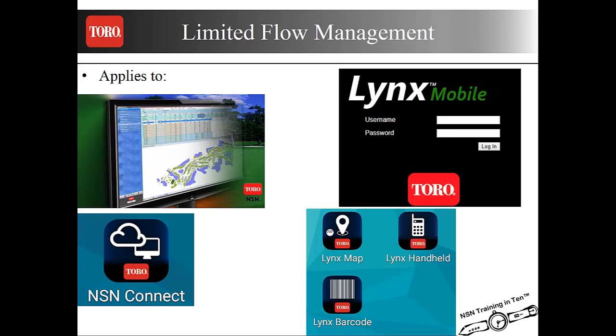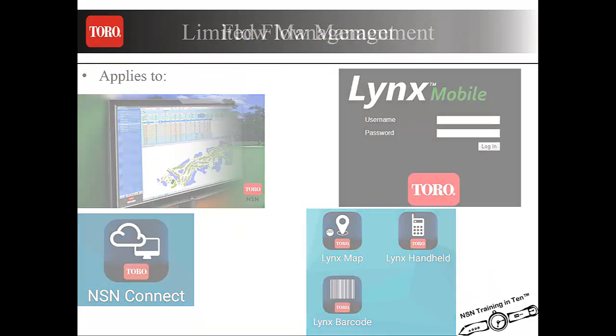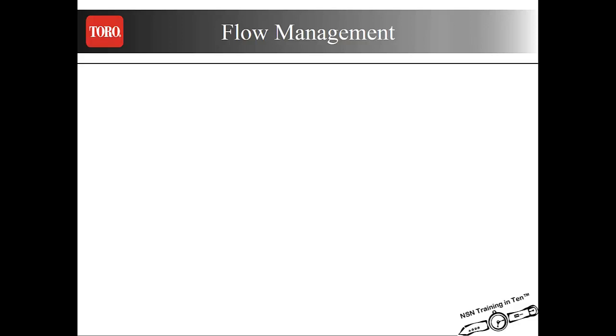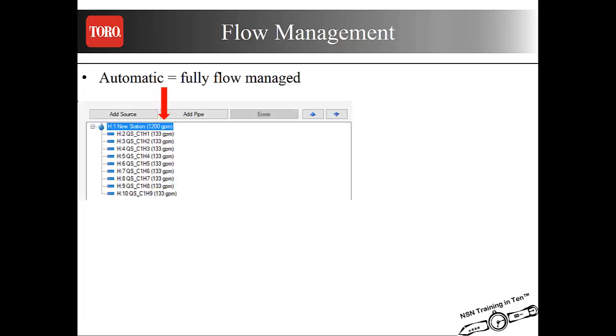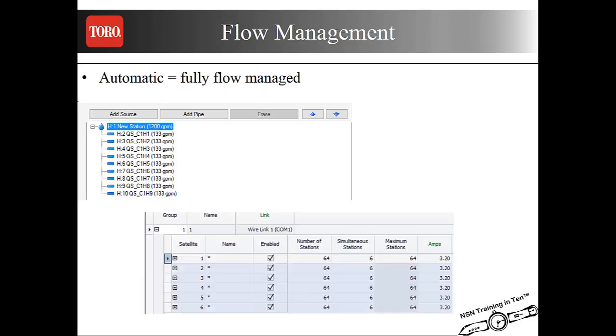The difference with this when compared to your automatic irrigation that Lynx runs from programs being started in the watering plan is that automatic irrigation is what we call fully flow managed. Lynx looks at 3 different resources for limitation in full flow management. 1 is still the available gallons per minute in the hydraulics. 2 is the number of simultaneous stations assigned in the control system that tells Lynx how many stations it can turn on in each satellite. And 3 is the amperage assigned to each satellite in the control system.